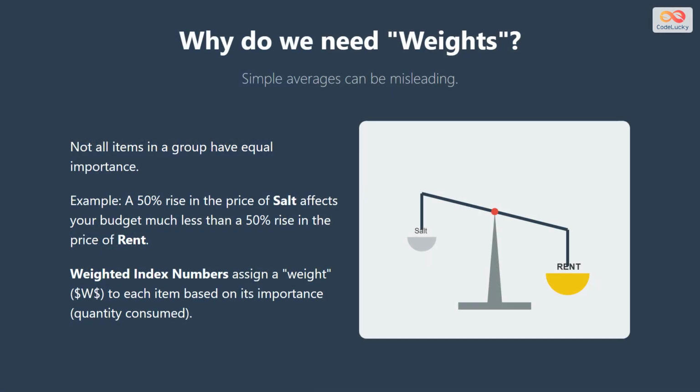The simple index works for one item, but what if we want to measure the cost of living generally? We cannot just average the prices of everything, because not all items are equally important. A 50% jump in the price of salt does not hurt your wallet as much as a 50% jump in your rent. To solve this, we use weighted index numbers. We assign a weight to each item corresponding to its importance or the quantity consumed.